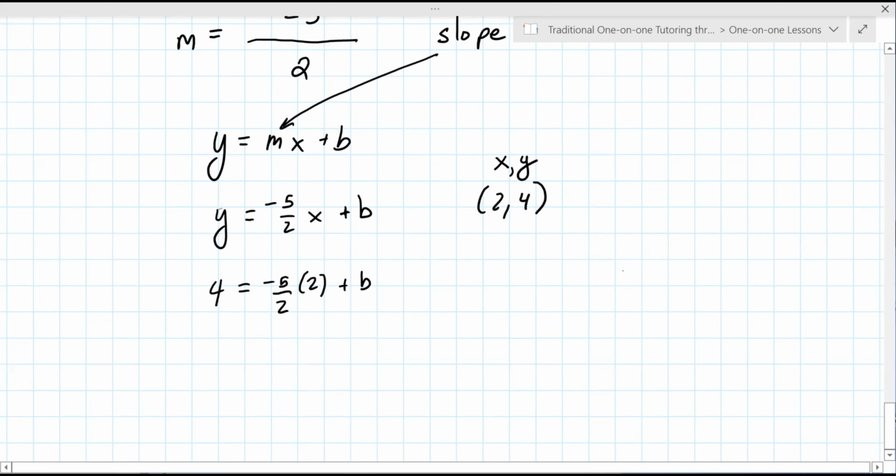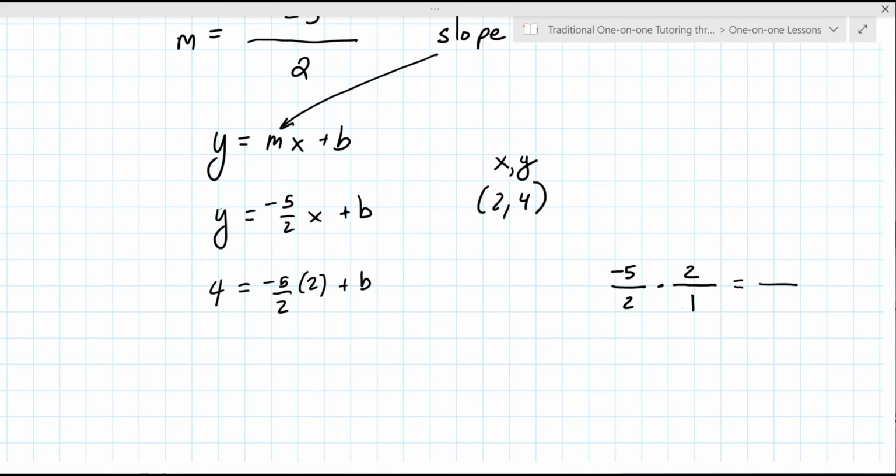Now, off to the side here, how do we multiply a fraction times a whole number? The whole number can be written as itself over 1. When you multiply fractions, you multiply the top and then you multiply the bottom. Can you do that for me, please? That's -5 times 2, that's -10, and 2 times 1 is 2, so that equals -5. That's correct. -10/2 is -5. So 4 equals -5 plus b.